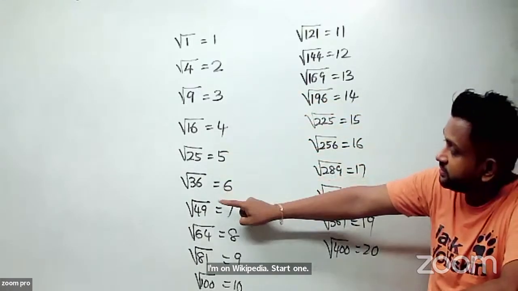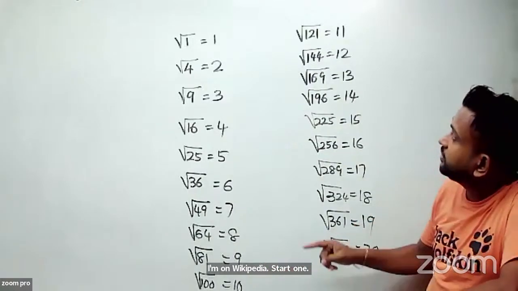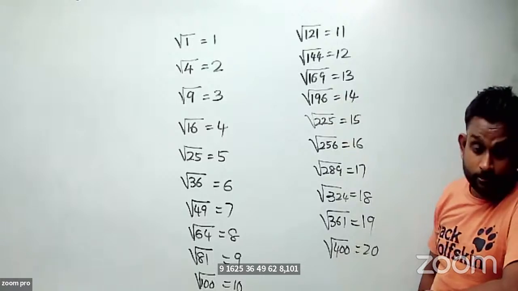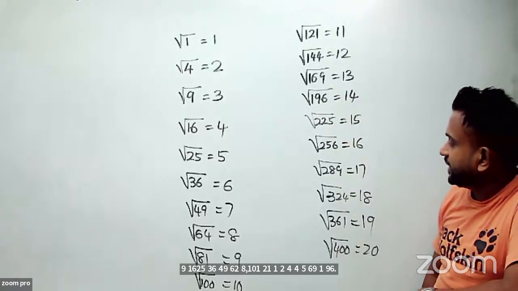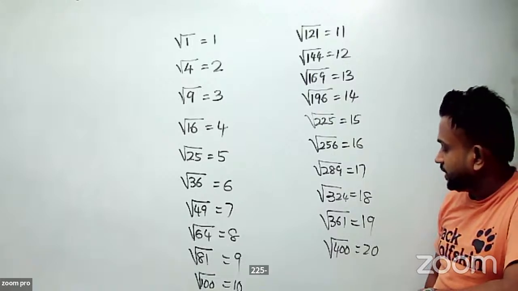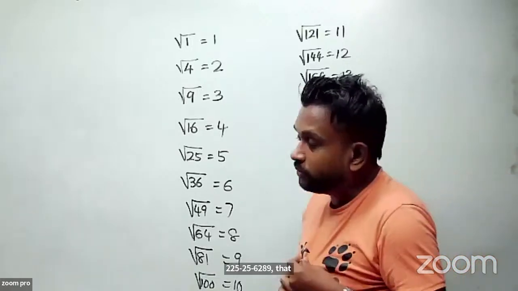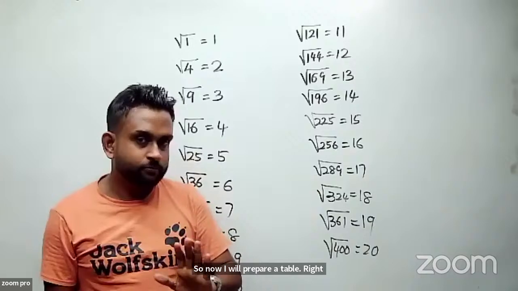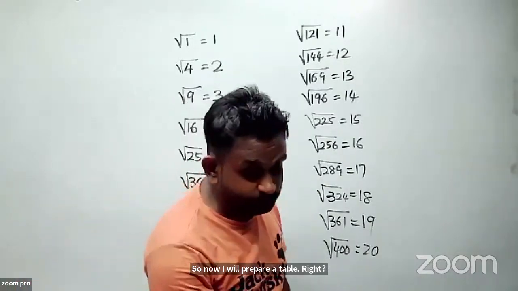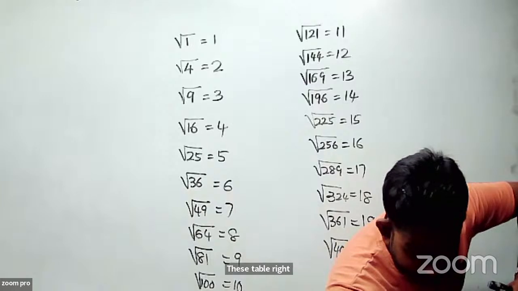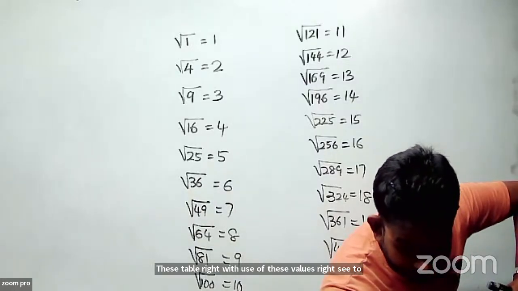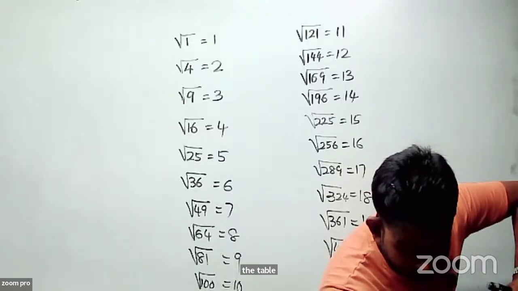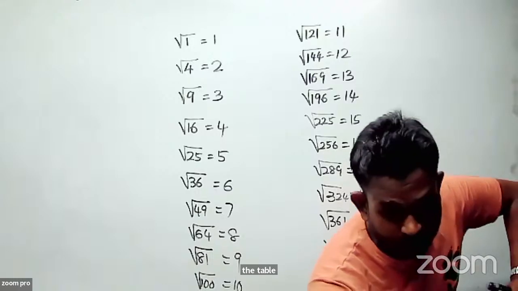1, 4, 9, 16, 25, 36, 49, 64, 81, 100, 121, 144, 169, 196, 225, 256, 289, 324, 361, 400, right? So now I will prepare a table with the use of these values. See the table.